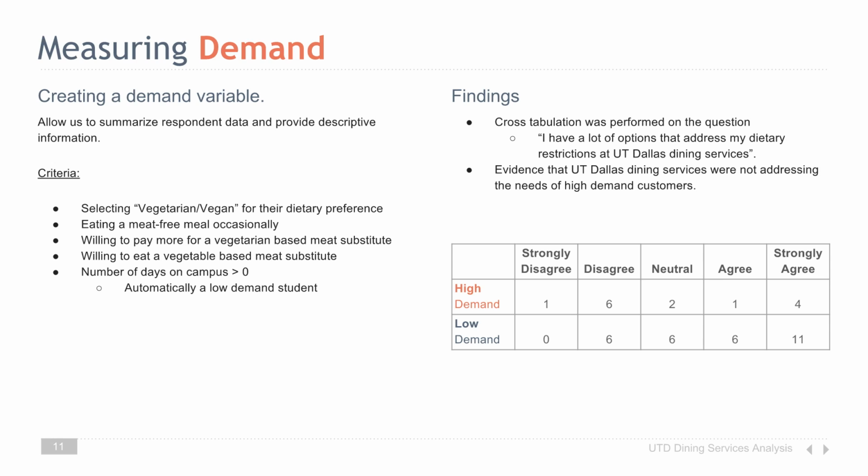Then we compared these demand groups with the question, "I have a lot of options that address my dietary restrictions." And the insights are pretty clear. The UT Dallas dining services are not addressing the needs of high demand customers, or in other words, they are not addressing the needs of people who want to have vegetarian based meat substitutes or vegetarian meals offered in the dining services.